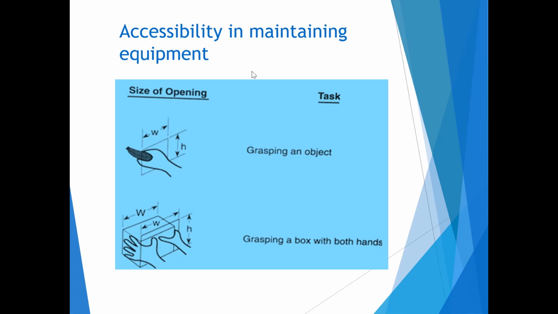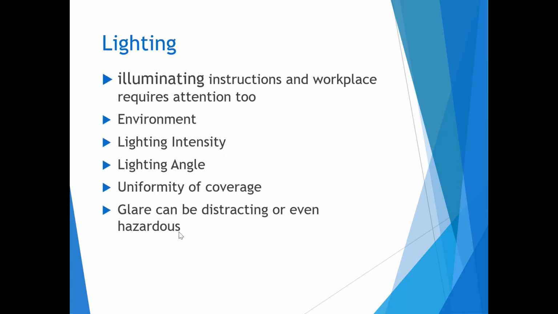Here we can see some examples of accessibility in maintaining the equipment. One example is the size of opening and the task. This shows grasping an object, grasping a box with both hands. These are the measurements that we need to always remember when accessibility in maintaining equipment is to be considered.